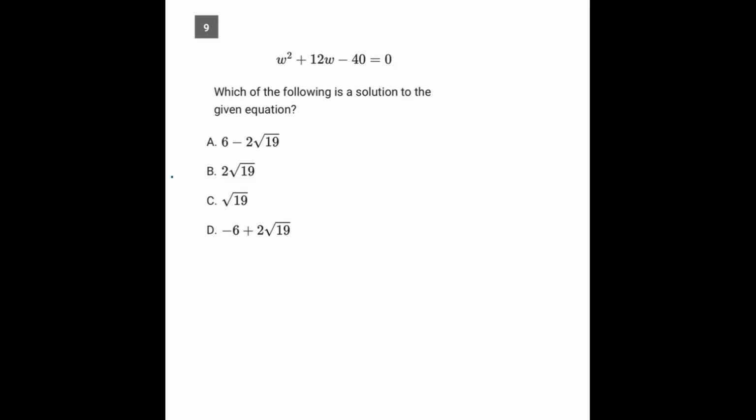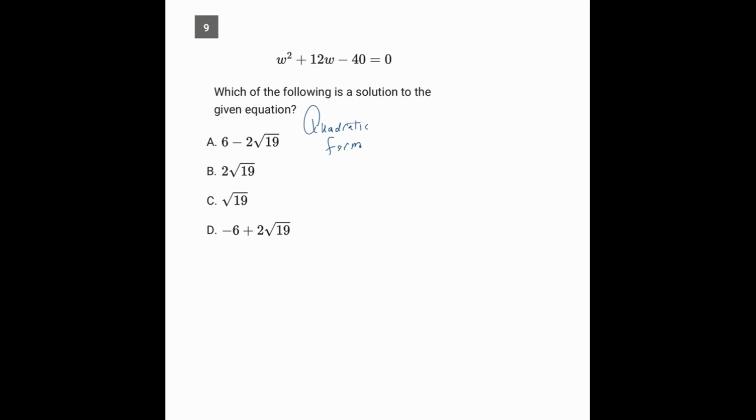So this is a quadratic situation. Anything that has x squared, or in this case, w squared, that's a quadratic. And the first thing you want to do for a quadratic is try to factor it. In other words, we'd be looking for two numbers that add to 12 and multiply to negative 40. And there are no two numbers that do that. When something doesn't factor, you want to either use the quadratic formula or the completing the square method.